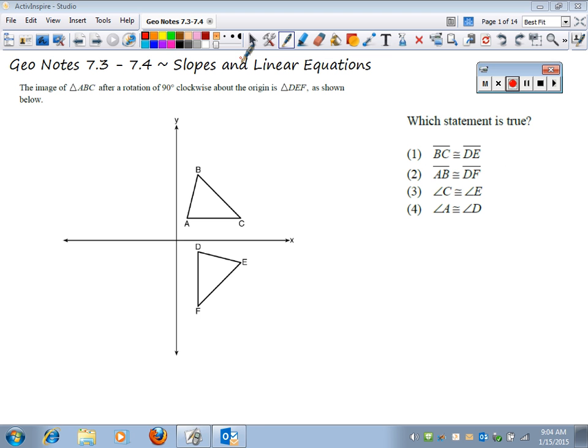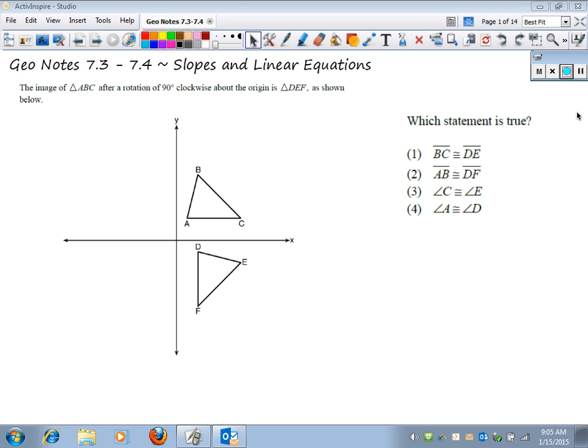All right, 7.3 and 7.4 is today's section. And if you were good in Algebra 1, then you'll like this section because it's basically a review of y equals mx plus b, slopes, rise over runs, and all that kind of stuff. But we're going to start with a review problem from last semester.